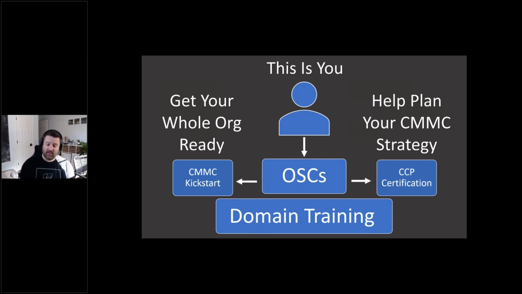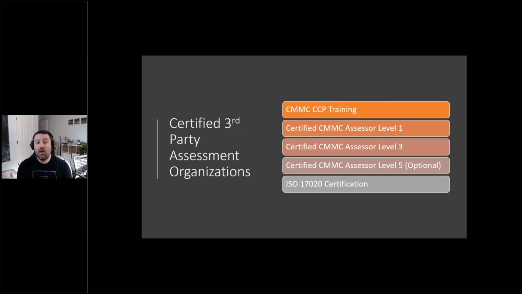Now, if you want to become an assessor or want to be a third-party assessment organization, then you've got the following options. The first thing you need to do is get your CMMC CCP training. Then you need to make sure that your business holds an ISO 17020 certification. They are currently giving a grace period on that certification. So if you don't currently have it, but you want to get involved in this, I believe they're giving 20 months right now to get that certification.